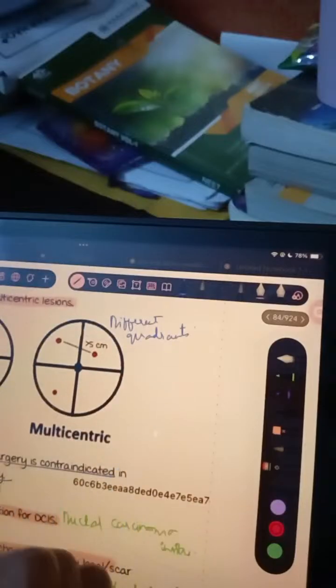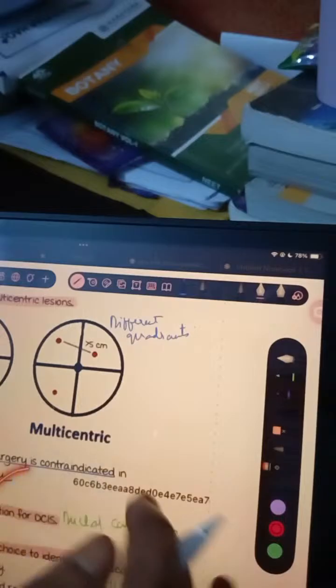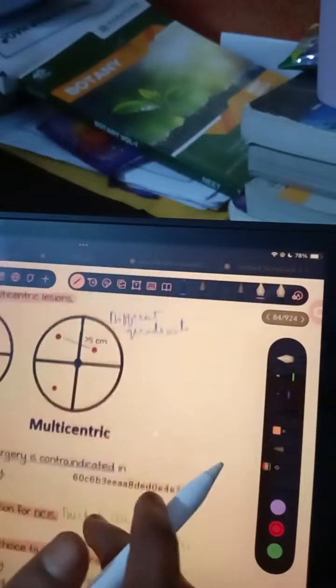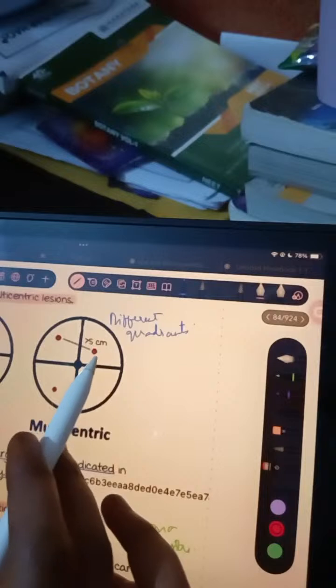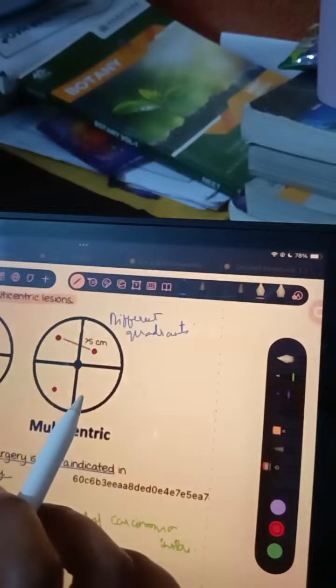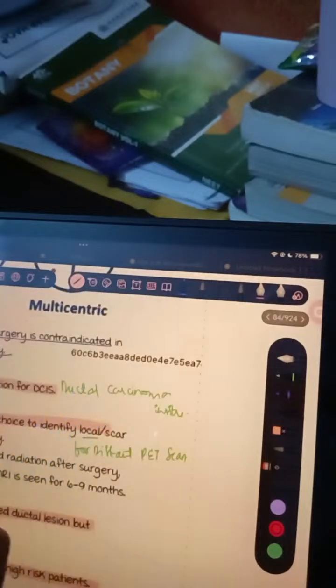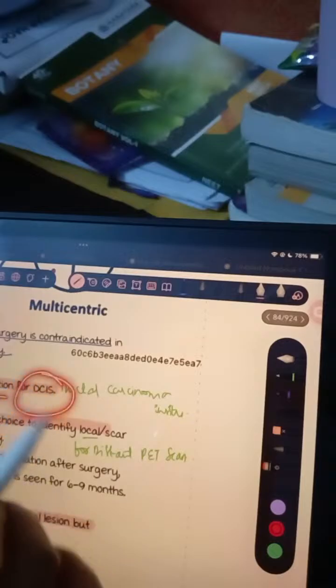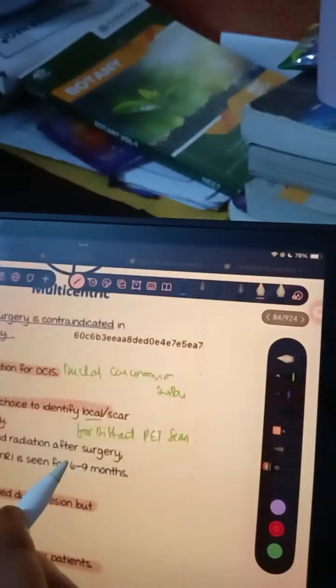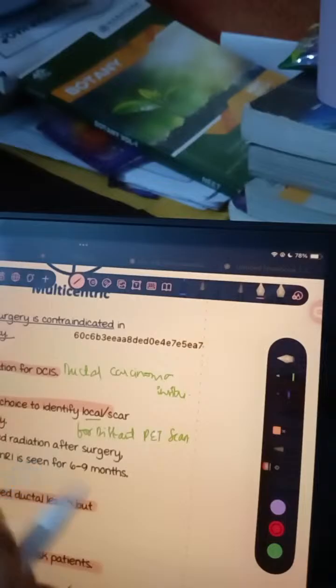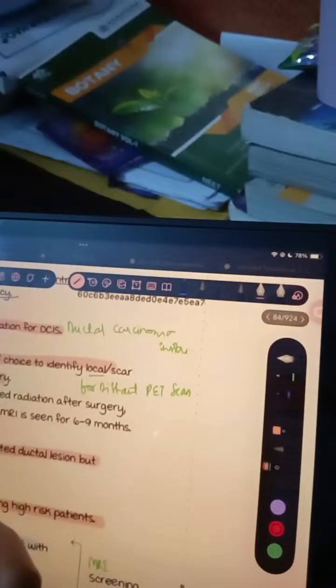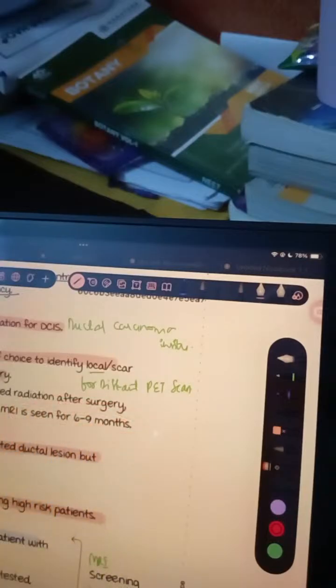So breast conservative surgery is contraindicated in multicentric malignancy. Okay, we have to remove the entire breast, not only the one quadrant. And MRI is the most sensitive investigation for ductal carcinoma in situ and the imaging investigation of choice to identify local recurrence or scar appearance after surgery. And if the patient has received radiation after surgery, then an altered signal on MRI is seen for 6 to 9 months.